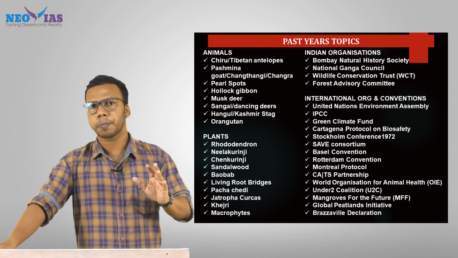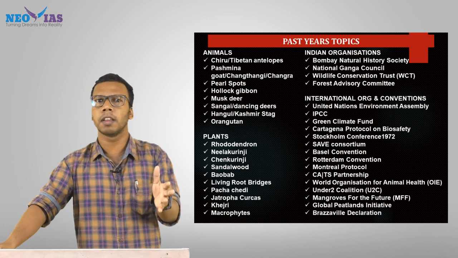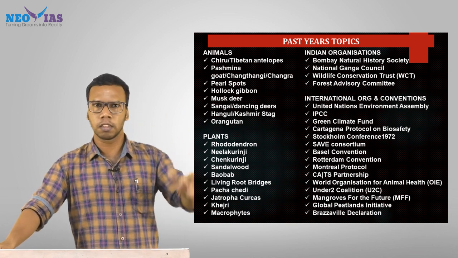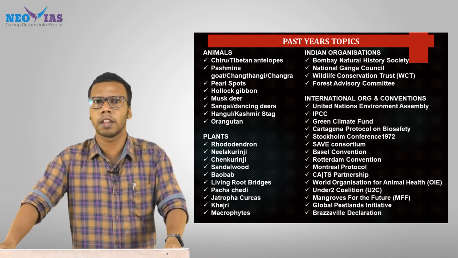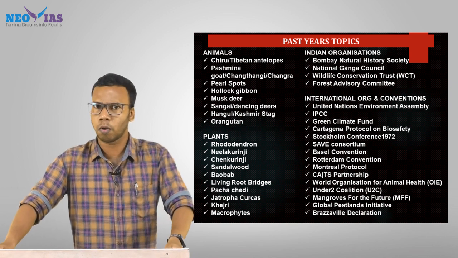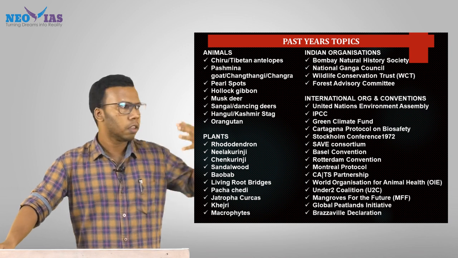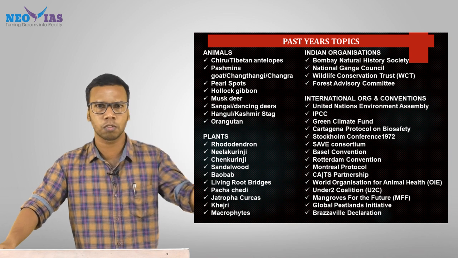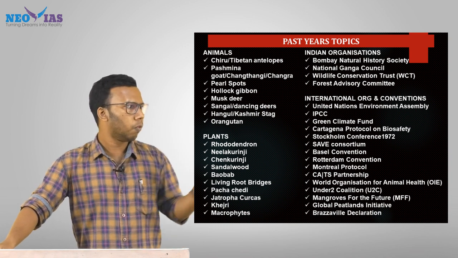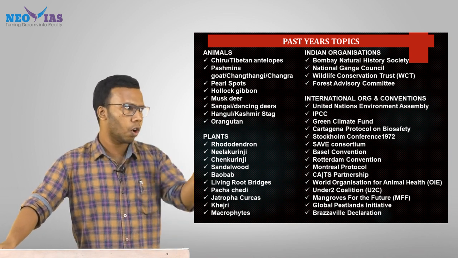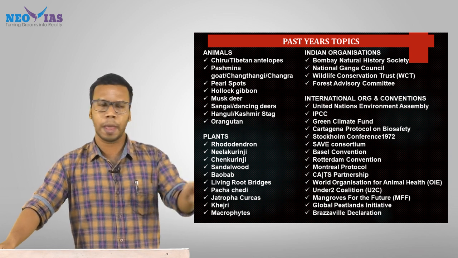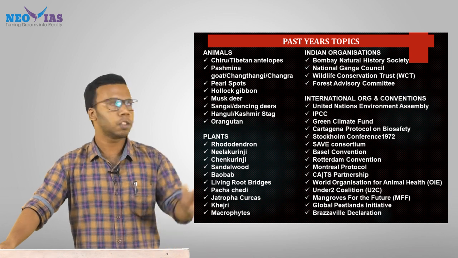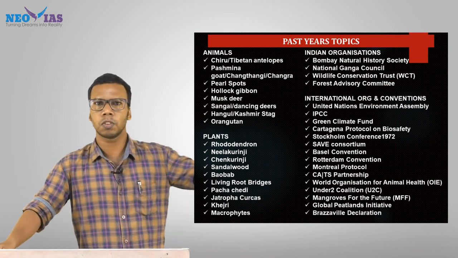Now the environment minister has announced that we are going to adopt CATS standards in our tiger reserves. We know that around 50 tiger reserves are there in India, and our environment minister announced that we are going to adopt the standards of CATS for our tiger reserves. That's why it was also in news. Then World Organisation for Animal Health, coalition Mangroves for the Future for the protection of mangroves, Global Peatland Initiative, Brazzaville Declaration. So these were some topics which were in news in the last years.